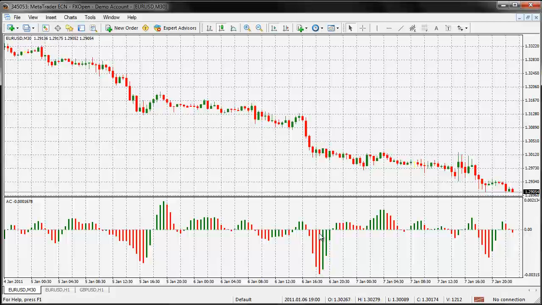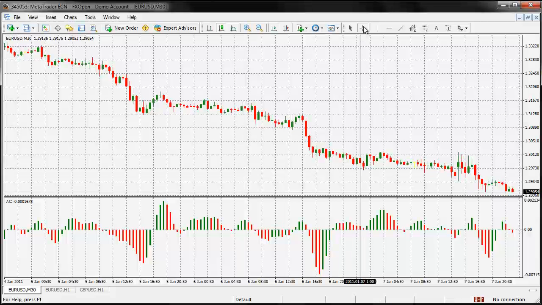Now this is okay to a degree, but you really need to filter these strategies to the point where you can take out any possible losses. Let me give you an example.